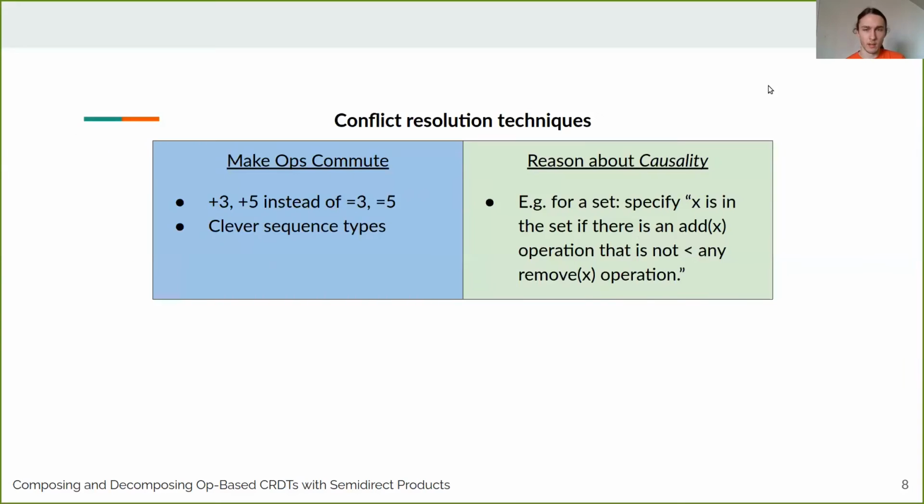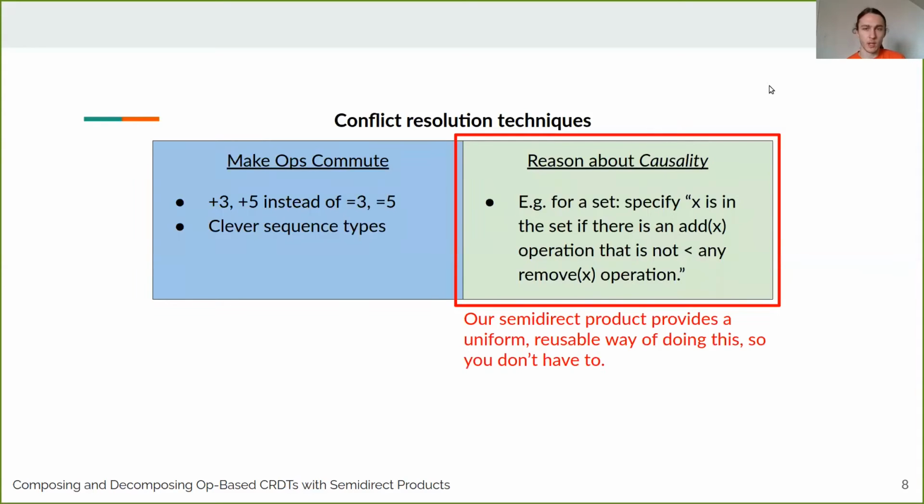Again, here are the conflict resolution techniques for building CRDTs: commutativity, and reasoning about causality. What the semidirect product does is it provides a uniform and reasonable way of reasoning about causality so that CRDT designers don't have to do it from scratch each time. This is good both for coming up with rules, like this rule that I've specified here for a set, and it's also good for implementing them. If you just look at this definition, it's not entirely clear how you would implement this efficiently without just looping over the full history of operations every time you get a new one.